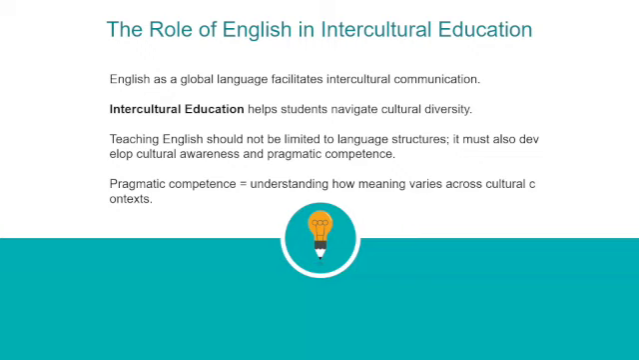This means that teaching English should go beyond grammar and vocabulary. It should also focus on cultural awareness and, more importantly, pragmatic competence. Pragmatic competence refers to the ability to understand how meaning changes across different cultural contexts. For example, the same phrase can carry different implications depending on the culture and the situation. If students are not aware of these differences, misunderstandings can arise. This is why incorporating pragmatics into English teaching is essential for effective intercultural communication.